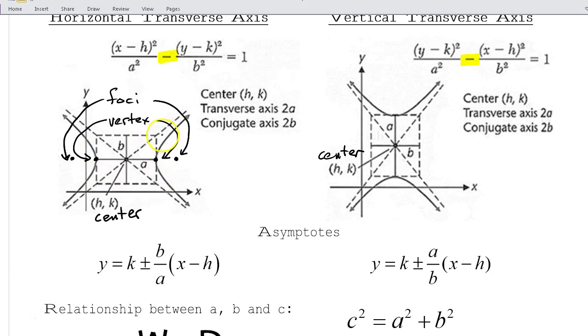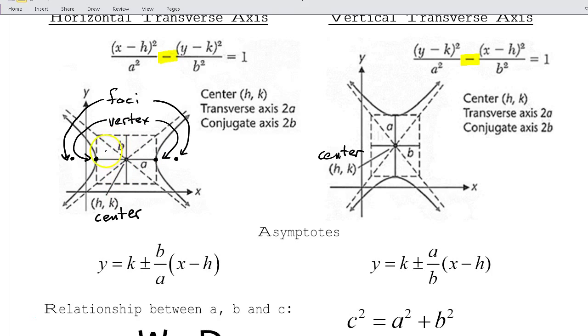We've got this rectangle here. Sometimes it's called a central rectangle. And we're going to be drawing those rectangles whenever we graph our hyperbola. So notice that one of the dimensions is 2a. So we start at the center and we go a one way and a the other way. And then the other dimension would be 2b.